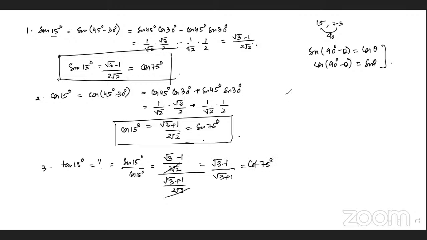And finally, you can have cot 15 किसके बराबर होगा? This is the fourth one. Cot 15 will be equal to what? इसका reciprocal, because cot 15 is equal to 1 upon tan 15. ठीक है ना? Again, you don't need to waste a lot of time. You can take the reciprocal. So it is root 3 plus 1 upon root 3 minus 1.